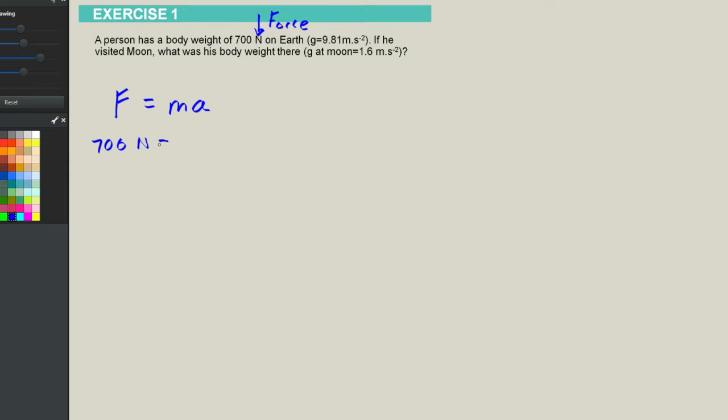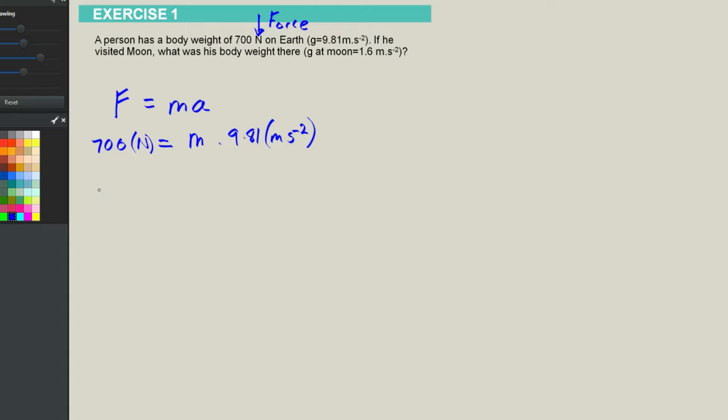700 newtons, and I'll put that in brackets so we know it's a unit, is equal to our mass multiplied by our acceleration, and on Earth the acceleration towards the center of the Earth is 9.81 meters per second squared. We should have a direction here, but in this particular question we're finding the mass, and the mass won't have a direction with it. Mass is just a scalar number, so we'll ignore that for the moment.